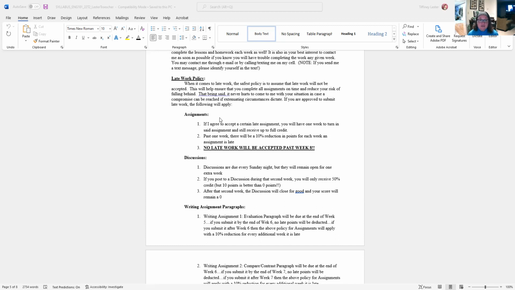So here is the late work policy for your normal weekly assignments, like the journal and the weekly assignment that goes with that week's lesson. If I agree to accept one of those assignments late, you'll have 1 week to turn it in and still get full credit. So it's due on Sunday night, right? If you turn it in before the following Sunday night, you'll still get full points for it. I don't mind. It's fine. Now, after that 1 week grace period, there will be a 10% reduction in points for every additional week it's late.